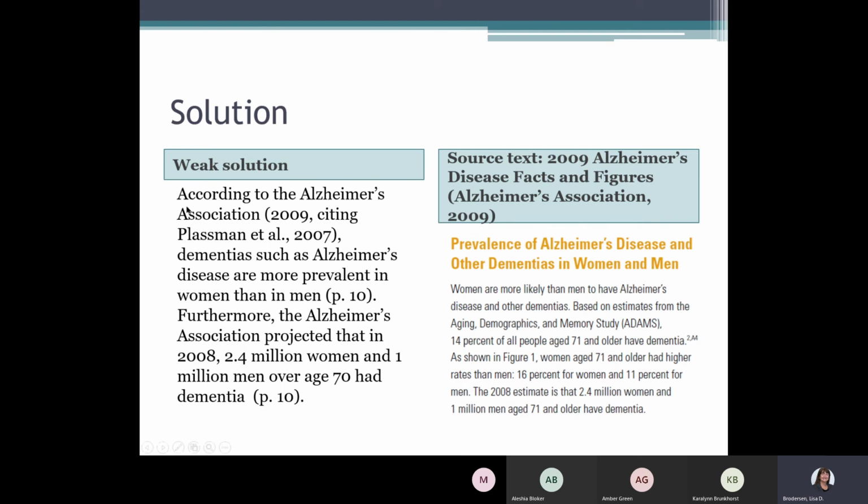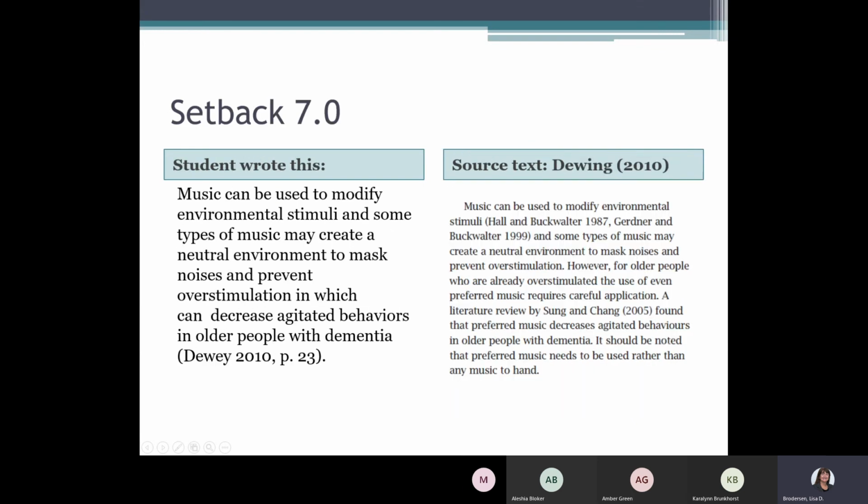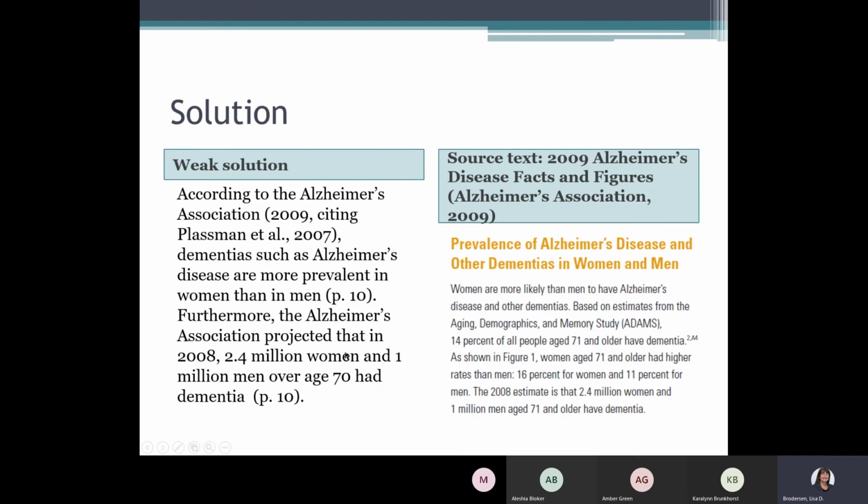Okay, so the solution then, and it's a weak solution because it uses the secondary source citation. So according to the Alzheimer's Association, citing Plassman et al., dementias such as Alzheimer's disease are more prevalent in women than in men. Furthermore, the Alzheimer's Association projected that in 2008, 2.4 million women and 1 million men over age 70 had dementia. So, and that's all based on information in here in the Alzheimer's Disease Facts and Figures.